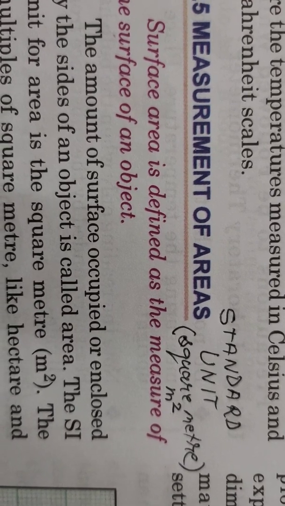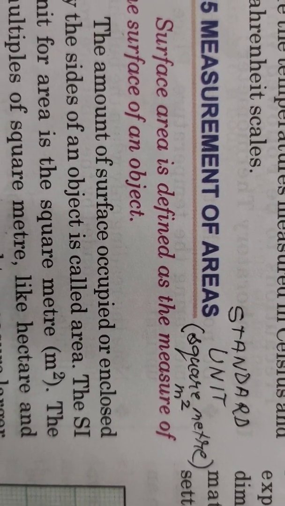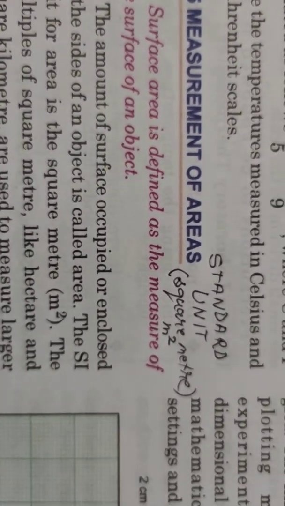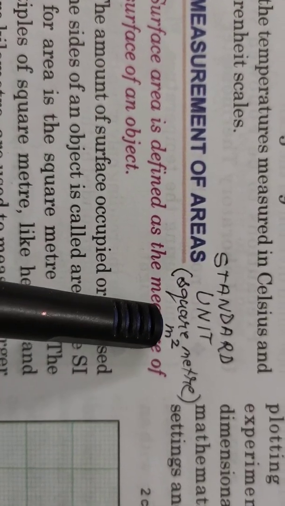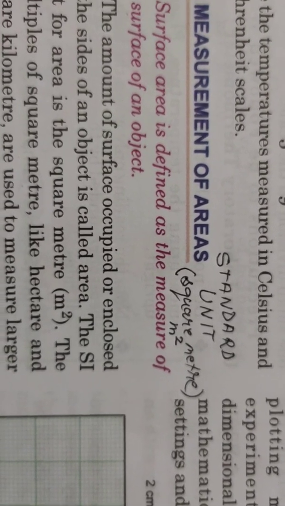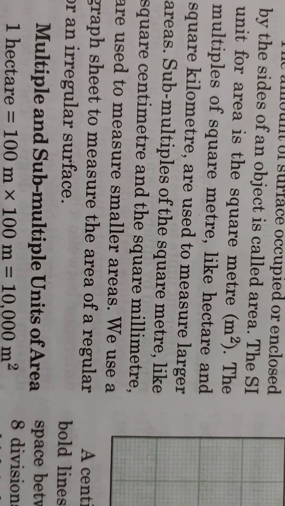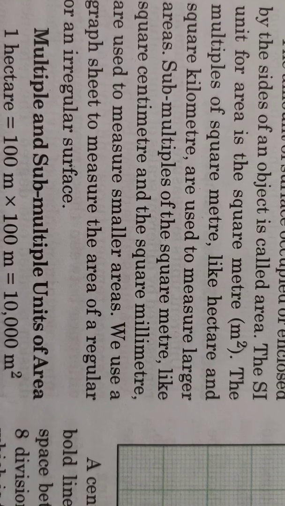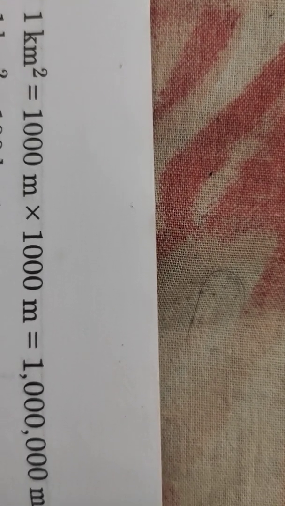The next thing you need to know is the standard unit of area, that is, with what unit you measure area. The standard unit is square meter, which you can write as meter to the power 2, and we pronounce it meter square. There are other units also, like 1 hectare equals 10,000 meters square. Similarly, 1 kilometer square: in 1 kilometer you have 1000 meter, so 1000 meter into 1000 meter equals 1 million meter square. So 1 kilometer square equals 1 million meter square.